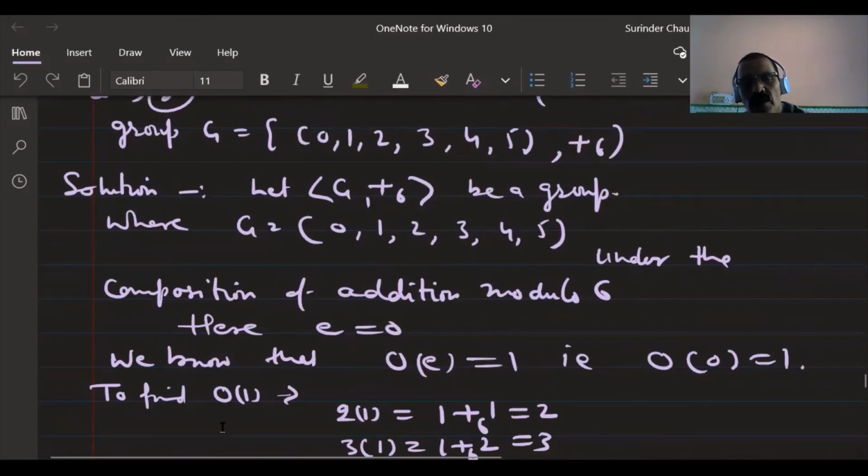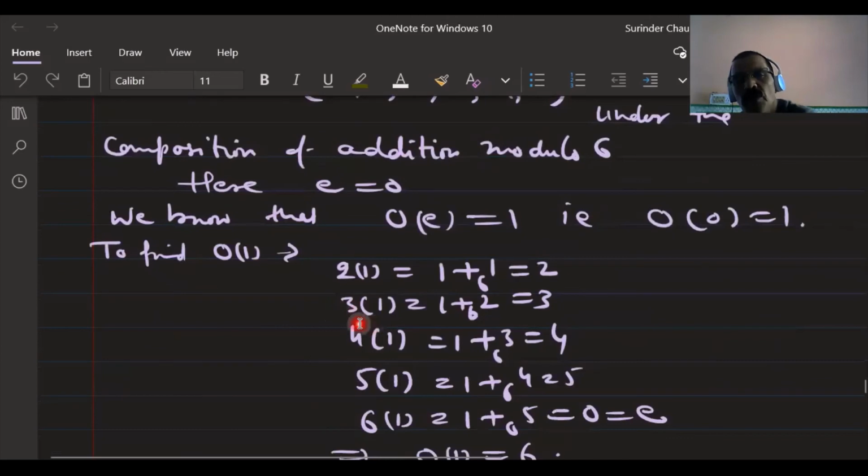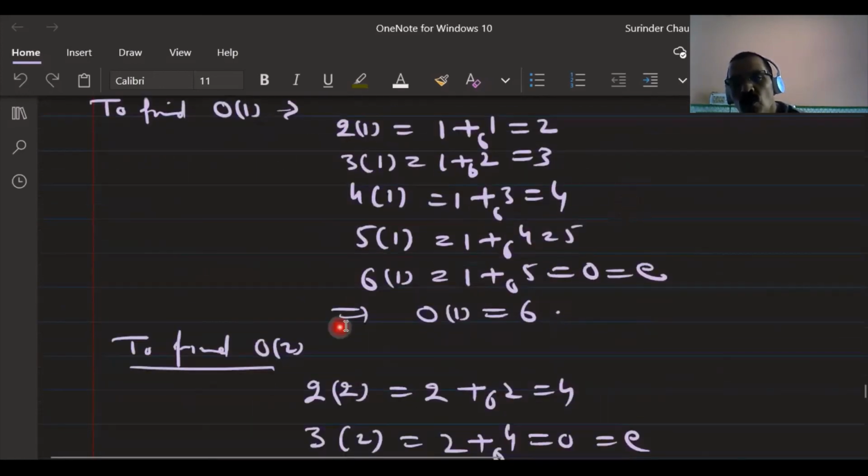Now order of 1. Similarly, we can find: 2 into 1 is equal to 1 plus addition modulo 6 1 is equal to 2, then we divide this 2 by 6, and remainder is 2. Similarly, 3 into 1 is equal to 1 plus addition modulo 6 2 is equal to 3, 3 divided by 6, remainder is 3. 4 into 1 is 1 plus 3 addition modulo 6, 4 divided by 6, remainder is 4. 5 into 1 is equal to 1 plus addition modulo 6 4 is equal to 5, remainder is 5. And 6 into 1 is equal to 1 addition modulo 6 5 is equal to 0, the identity element, so order of 1 is 6.